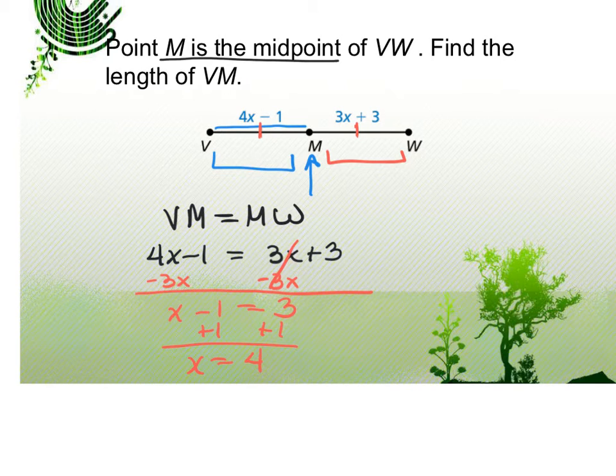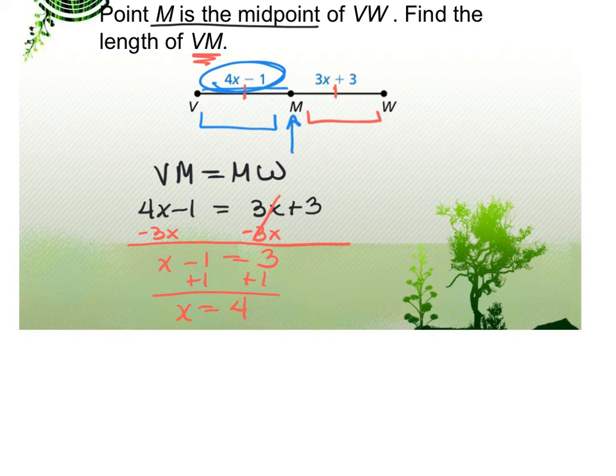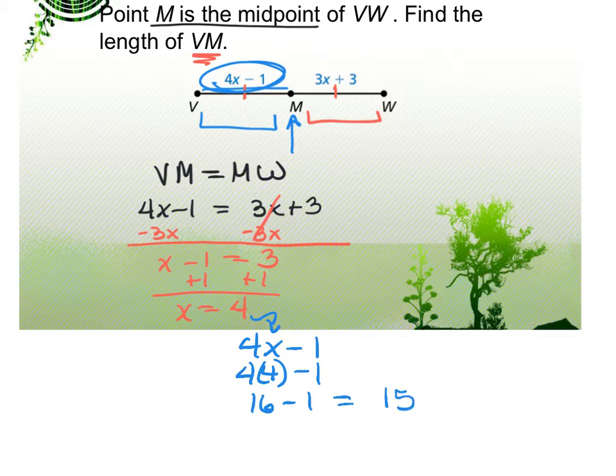Now, it didn't ask me to find x. It wants me to find VM. So now I'm going to take the expression that represents VM, which is 4x minus 1, and I'm going to substitute in a 4 for the x. So 4 times 4 minus 1, 16 minus 1, I get 15, which is the length of VM.